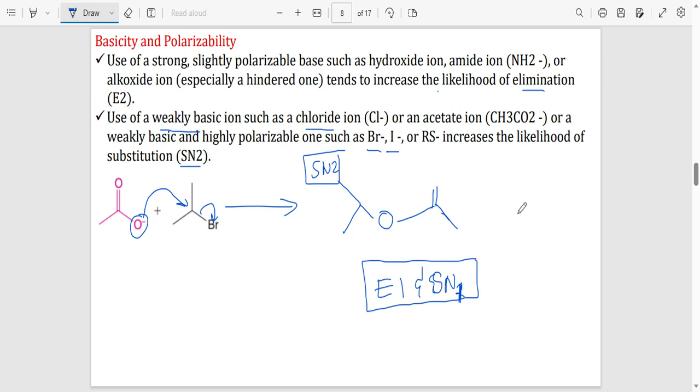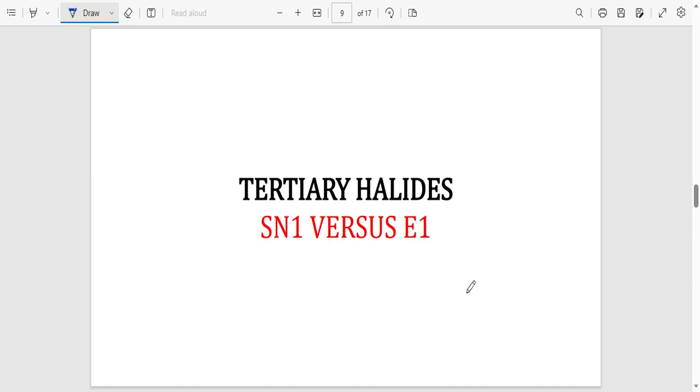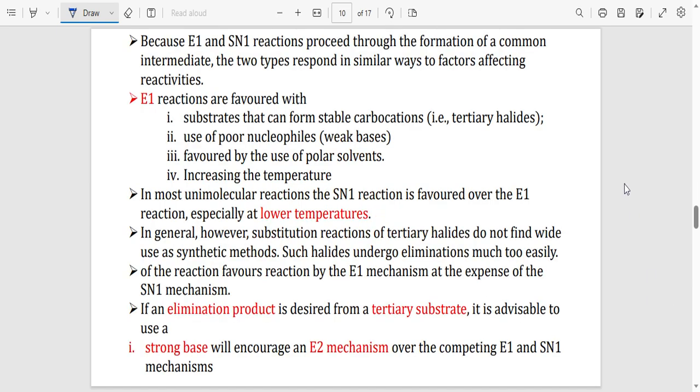The reason is that for those compounds which have a lot of alkyl groups, this compound first should by itself break off the halogen, forming a carbocation. And then the carbocation can now be attacked via E1 or SN1. So that is why you prefer that mechanism. The only way to increase the elimination product is to use a strong base.